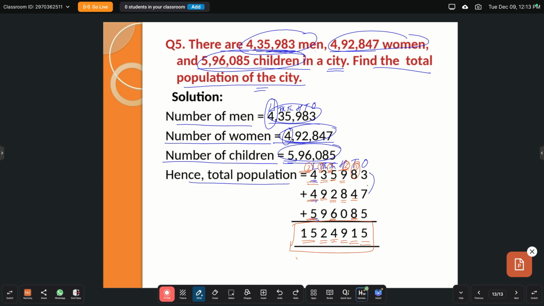15,24,915. Okay. So with this, we completed our checkpoint 2. You will write down this checkpoint on your notebooks. Okay, beta.